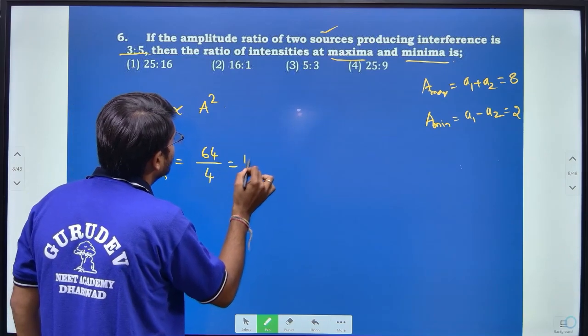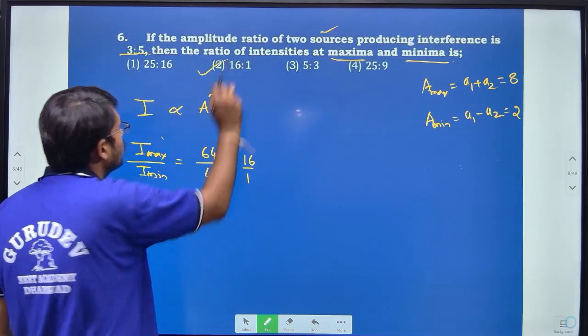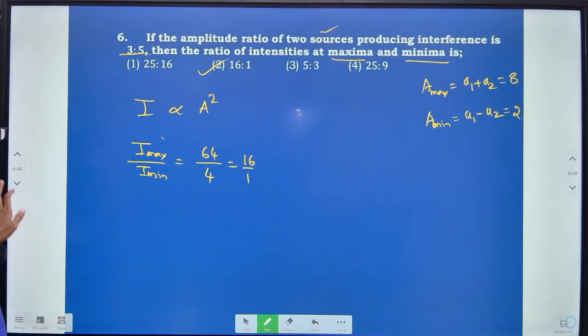So therefore, what we can write is just 16:1. So therefore, option 2 will be the right answer, right?